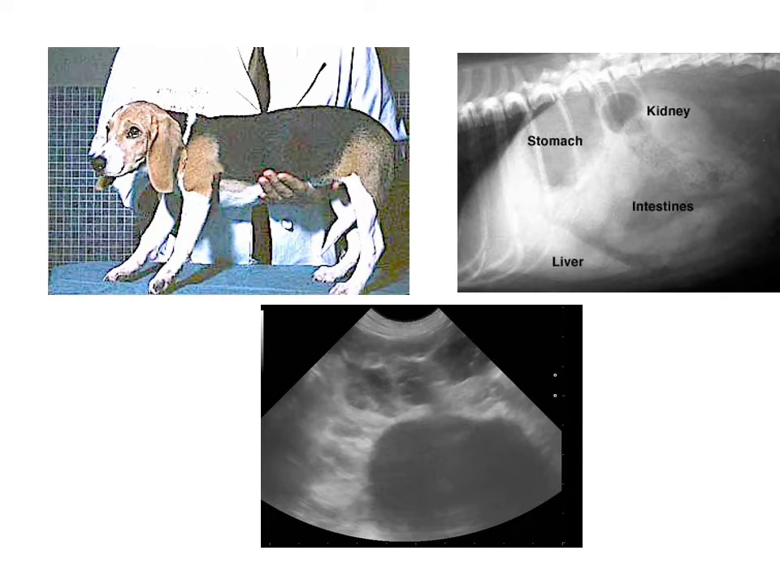Here in this slide you can see how we can make the clinical investigation of the liver by palpation, touching, and by X-ray. In the upper right picture you can see the liver, the intestines, the kidney, and the stomach. And in the lower picture you can see the ultrasound picture of the liver.